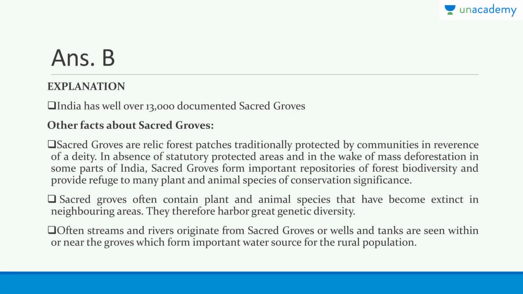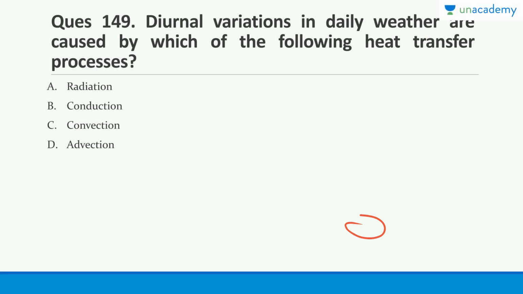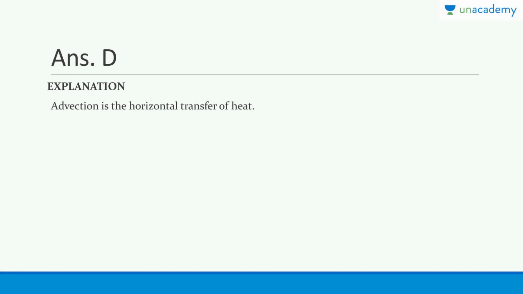So India has over 13,000 documented sacred groves, and basically they are relic forest patches, and people respect them, and they help in the conservation of biodiversity, and tanks and wells help in the rural population's drinking water. Question number 149. Diurnal variation in daily weather is caused by which of the following heat transfer processes? This process is called advection. Advection is basically horizontal transfer of heat.